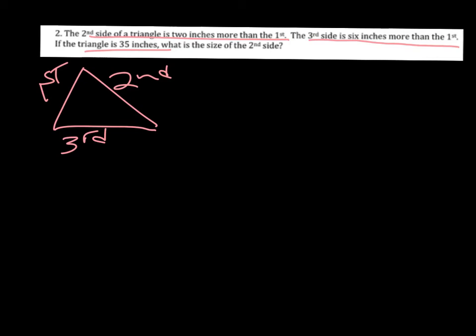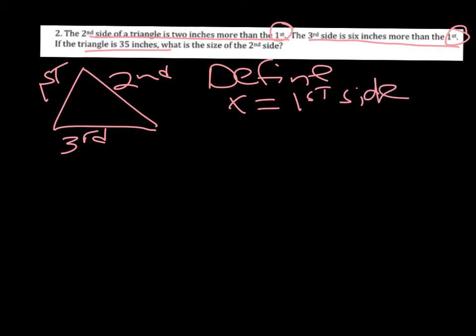So as I was doing this, I noticed that the first side came up a lot. So if we knew how big the first side was, we would be able to figure out the second side and the third side. So I'm going to say, here's my define section. Let x equal the first side. And then it tells me that the second side is 2 inches more than the first, so x plus 2. And then the third side is 6 inches more, so x plus 6.